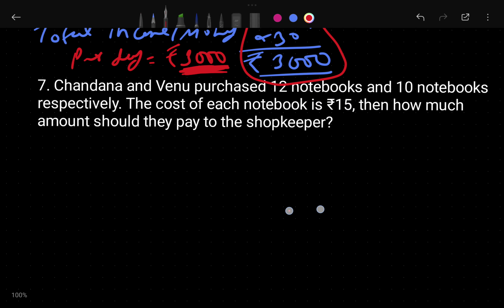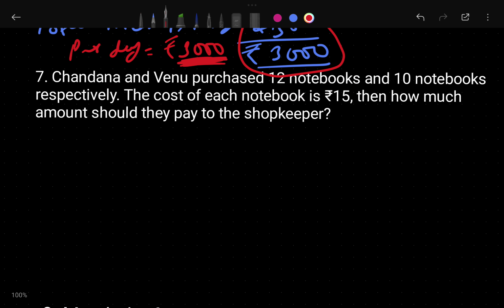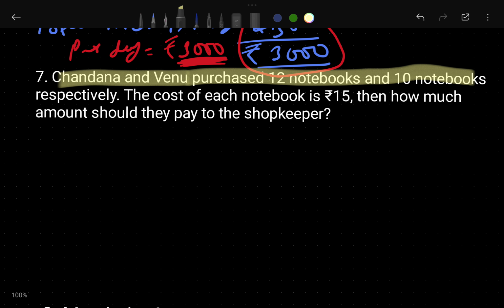So let's talk about the seventh question. I will read this one. Chandana and Venu purchased 12 notebooks and 10 notebooks. So Chandana purchased 12 notebooks and Venu purchased 10 notebooks. So how many total notebooks did they purchase?